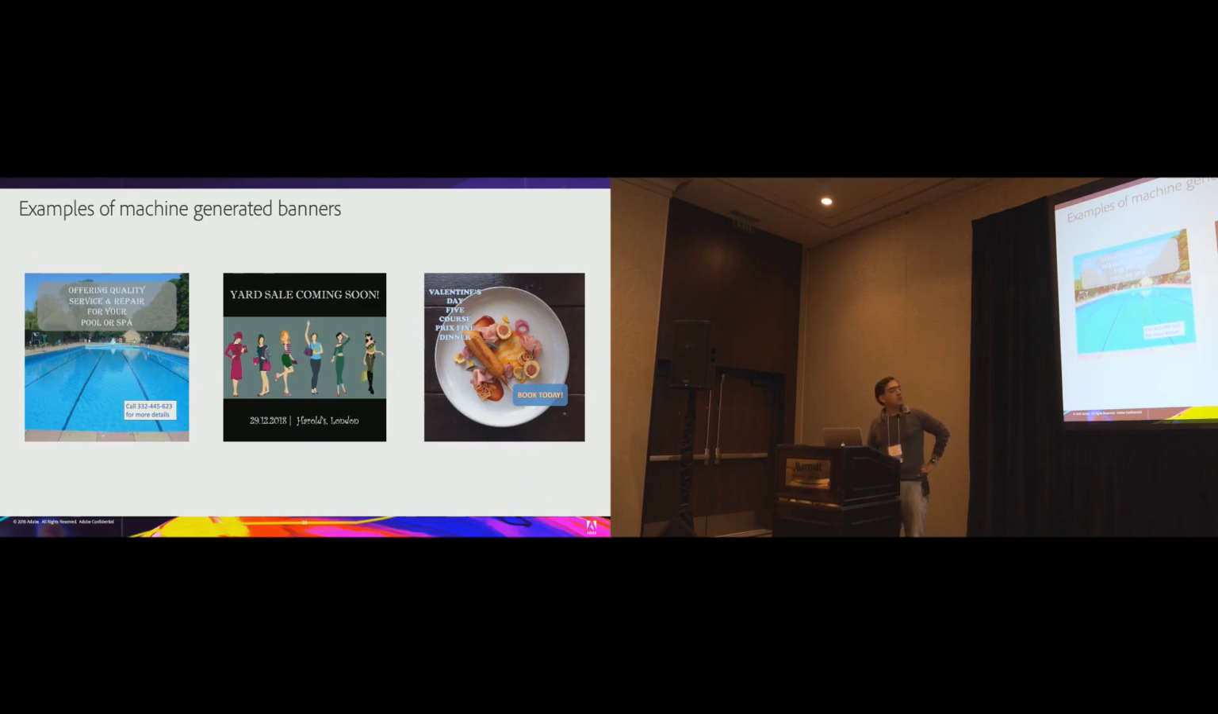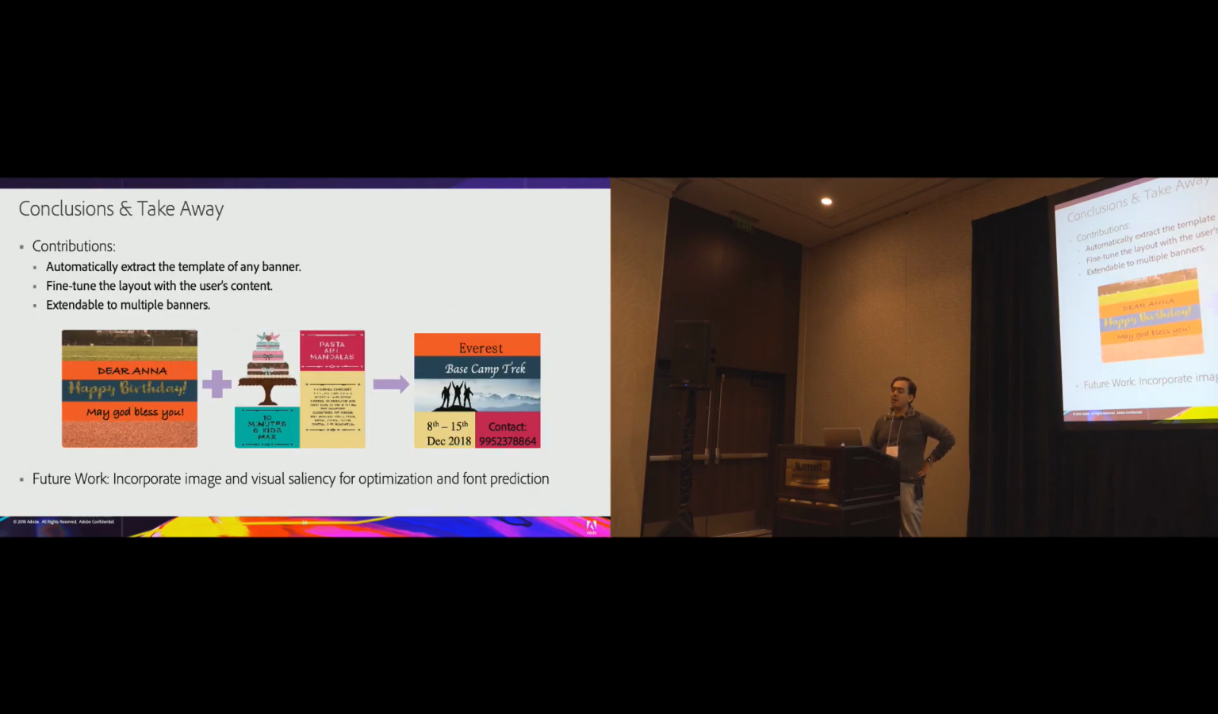So these were some examples of machine generated banners, and the primary takeaway is that our primary contribution is about extracting the templates of banners by using various frameworks. And once we have the extracted templates, once you put in the user's content, we have an approach that can essentially fine-tune the layout with the user's content. The larger approach can potentially be extended for multiple banners, where we can combine two banners, extract their elements, and mix and match for providing the final banner.